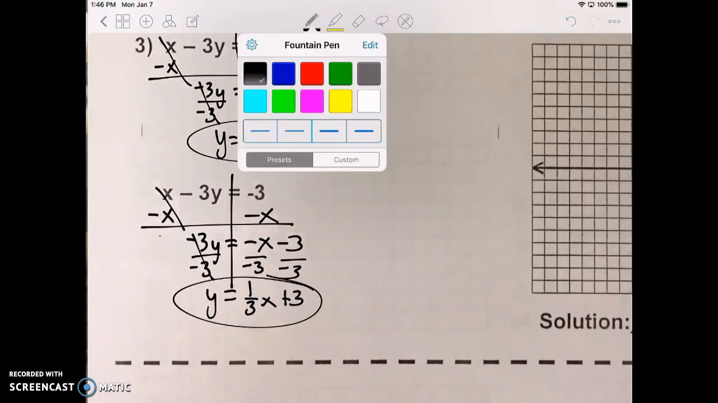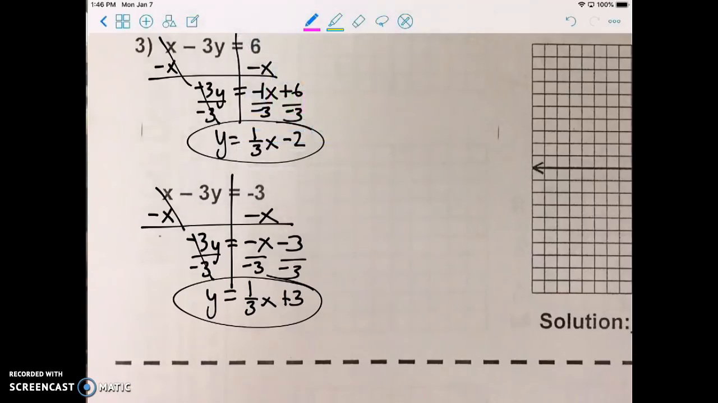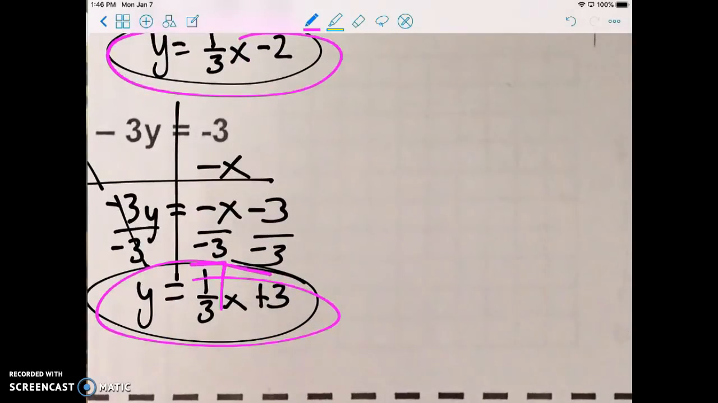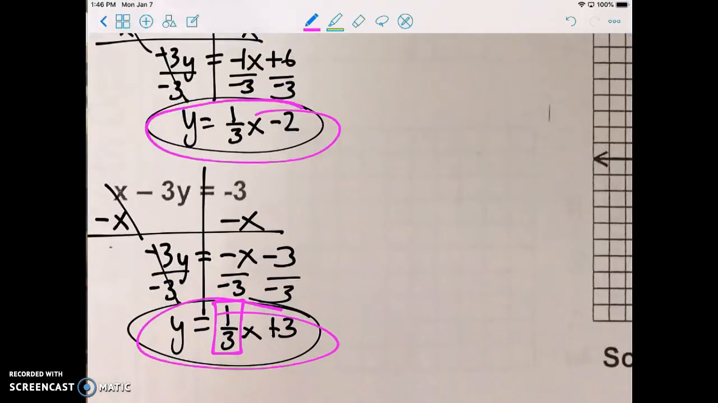Some of you should be looking at this one now and be able to tell something. What can we tell about these two equations? We should be able to tell that they're not going to intersect. We know that because the slopes are the same, so they are parallel. But we're going to graph them so you can see that they will not intersect.